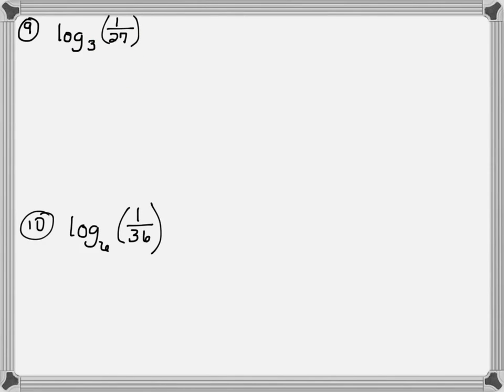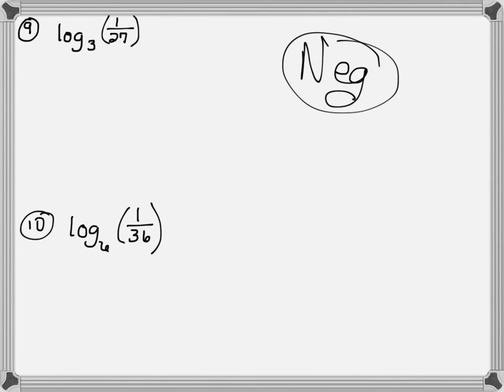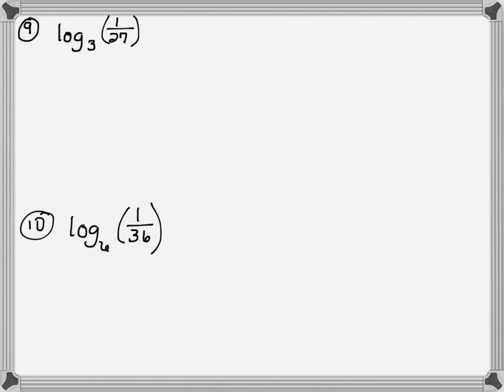Okay, the last scenario we'll end up with is when you have something with a 1 in the numerator. This is an automatic clue that the answer is going to be negative. So if you ever see that, your answer is going to be negative. And so now let's figure out what it is. And so step 1, set it equal to x. And we're going to convert. 3 to some power is equal to 1 over 27. So 3 to the x is equal to 1/27.